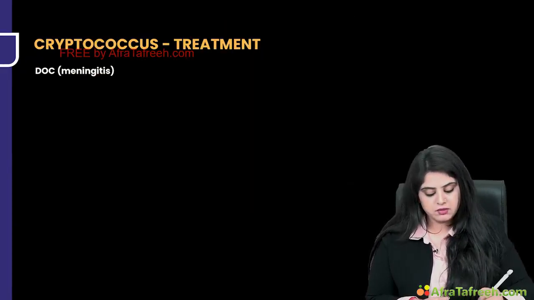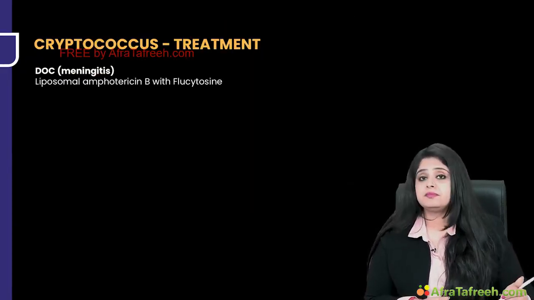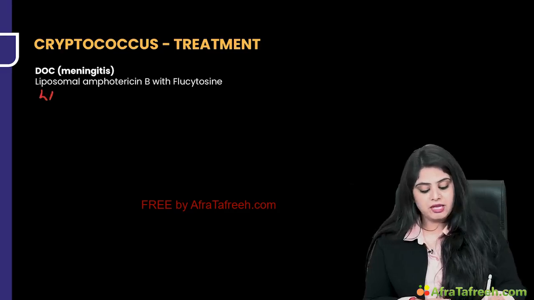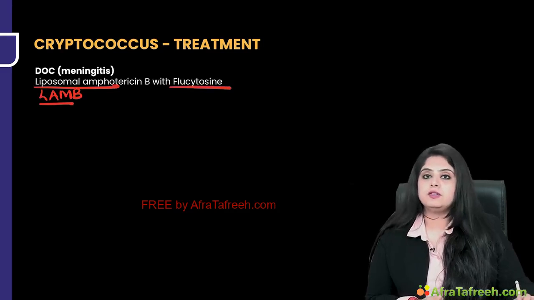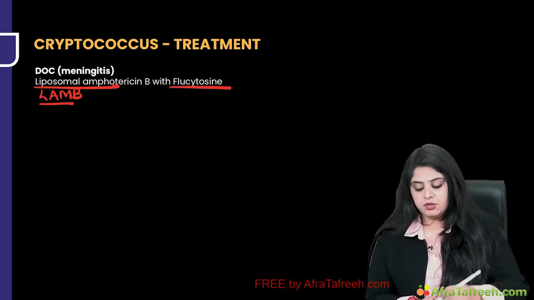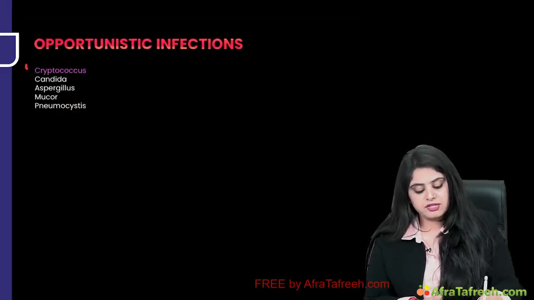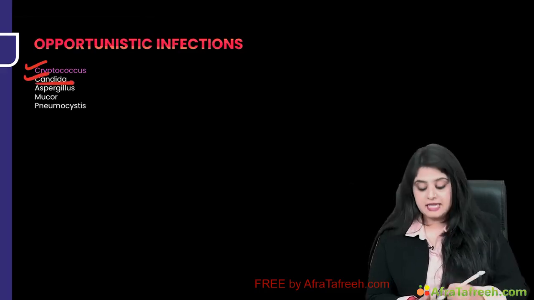And also, what is the treatment that you're going to have? It is amphotericin B. So liposomal amphotericin B with flucytosine is something that is used in the treatment. So the first one is done, the first opportunistic infection, that is cryptococcus. Let's move on to the next one, and that is Candida.